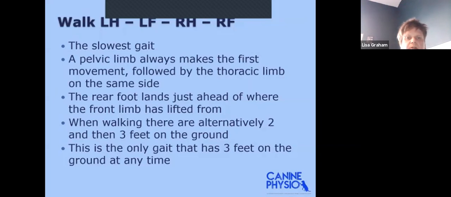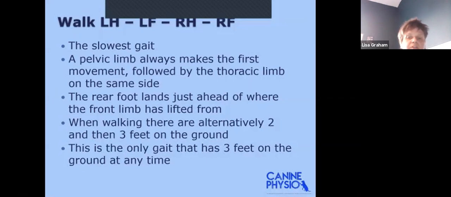So if I've got a dog that's in a proper walk, a correct walk, my left hind should pick up, and then as that left hind comes down, the left fore will pick up. As that comes down, the right hind, and then the right fore will follow as well. The rear foot should be landing just ahead of where the front limb is lifted from, providing we don't have any breed-specific alterations in there.